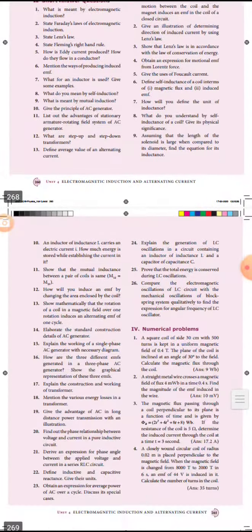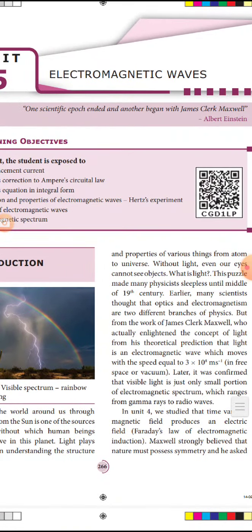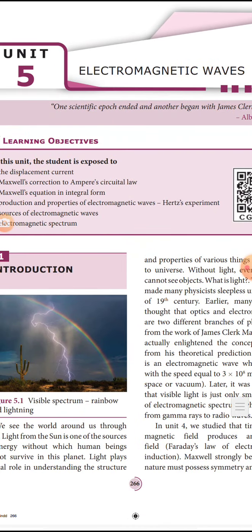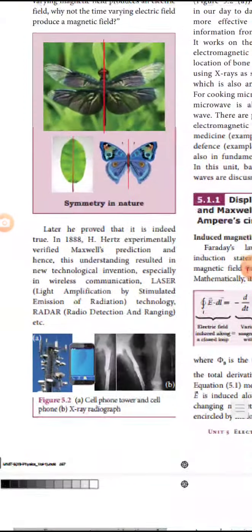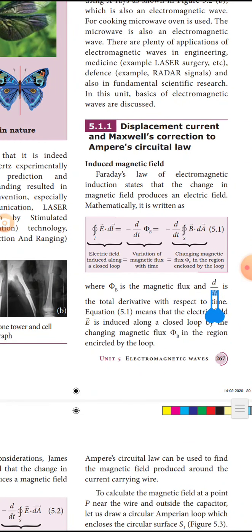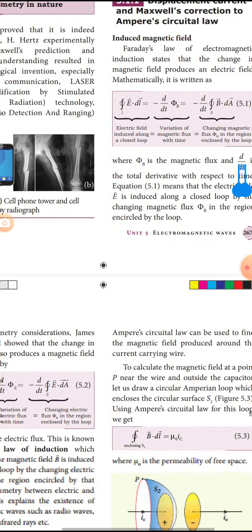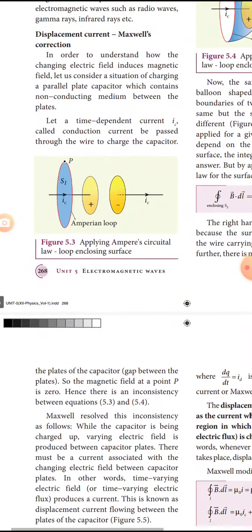Next we are going to see about the fifth chapter, and here this is about electromagnetic waves, and you have to define what is electromagnetic wave, and displacement current, and Maxwell's correction to Ampere circuital law.